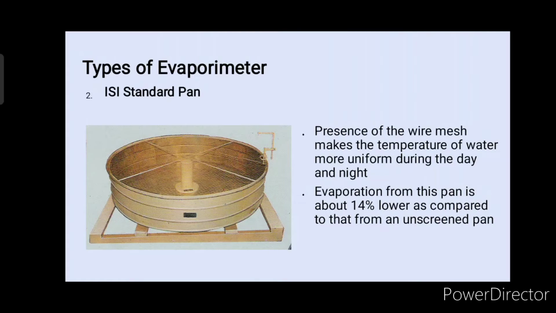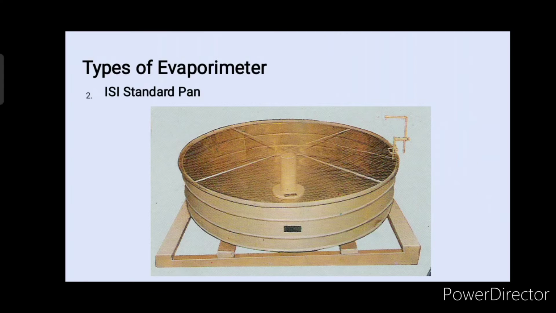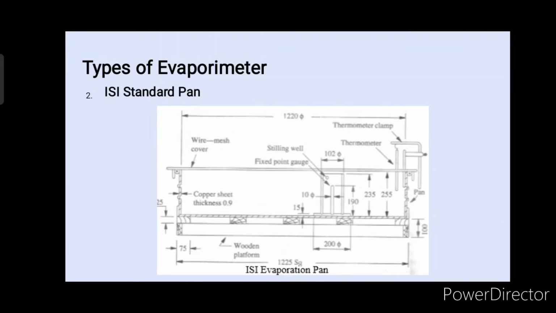Then the presence of the wire mesh makes the temperature of water more uniform during the day and night. Evaporation from this pan is about 14% lower as compared to that from the unscreened pan. So yeah, that's the figure. So here it is, yung wire mesh cover, stilling well, fixed point gauge. That's the parts of the ISI standard pan.